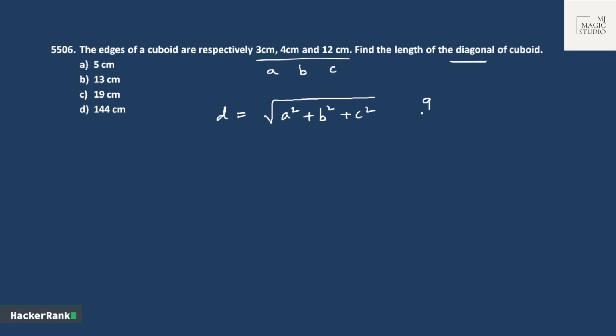So a square is 9, b square is 16, c square is 12 square, which is 144. 9 plus 16 is 25, and 144 plus 25 is 169. Length of diagonal is root over 169, that is 13 centimeter. Use the formula directly and find the answer directly. Option B is the pick.